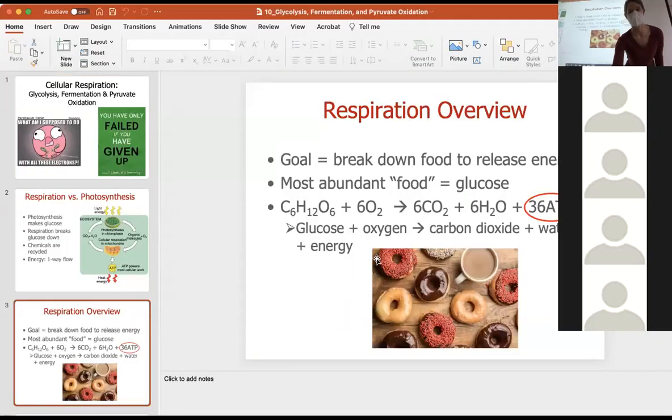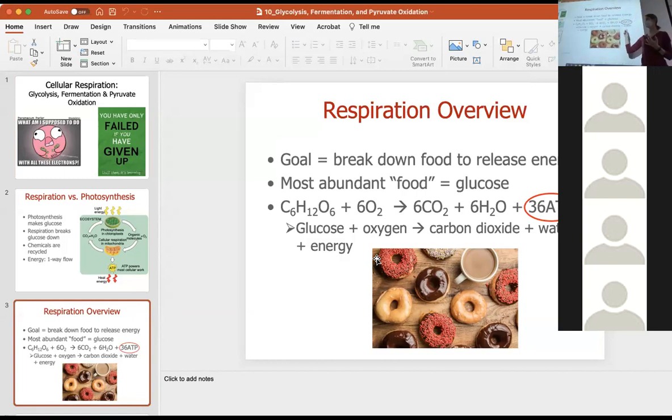Okay, so here we have the formula. So first off, know which side glucose is on. Are you making glucose or are you breaking it down? In respiration, we're breaking it down. So it starts out on the reactant side, right? It's an input. We're going to break it down into other stuff.